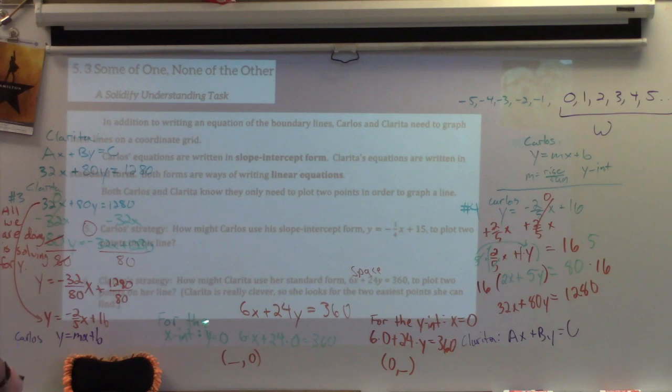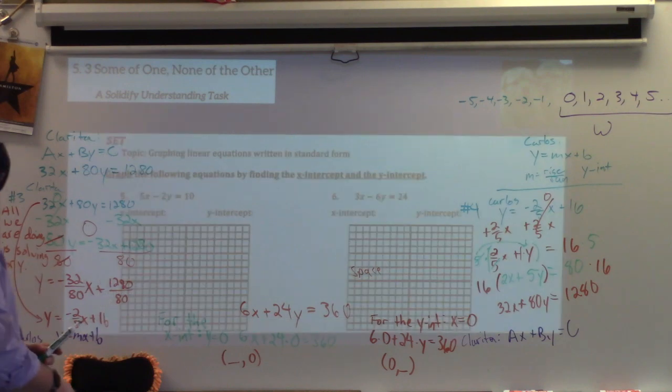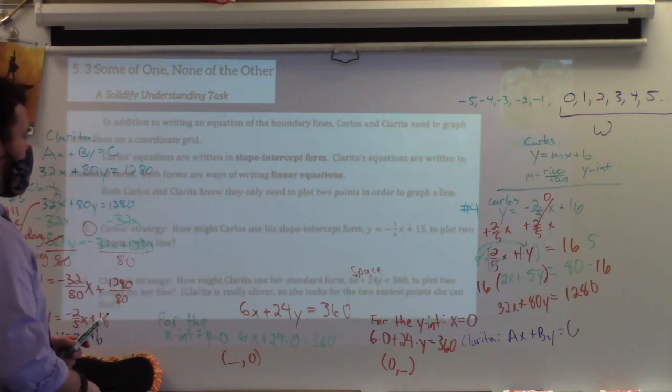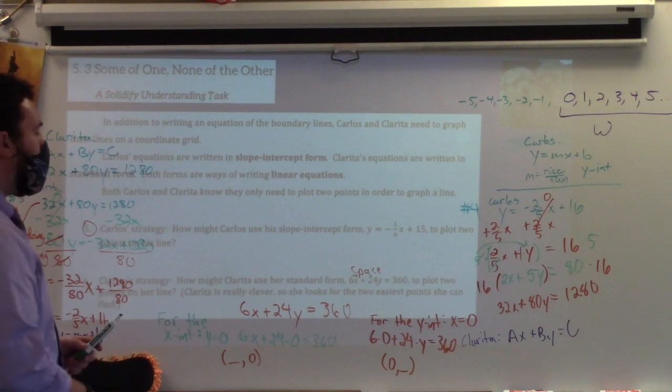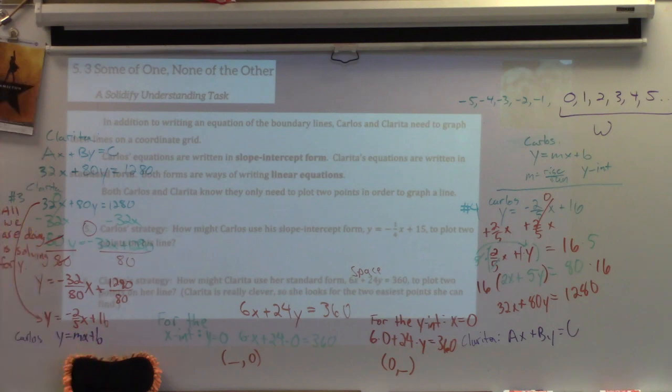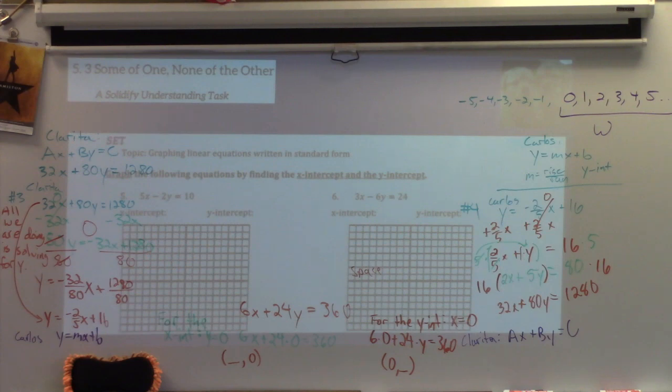Notice you need 2 points, right? So you find the x-intercept and you find the y-intercept. So 6 times 0 is 0, plus 24y, so 24y is equal to 360. And then you solve for y, right? That's the beauty of these two equations. So 5 and 6, finish those for homework. We'll talk about them tomorrow.